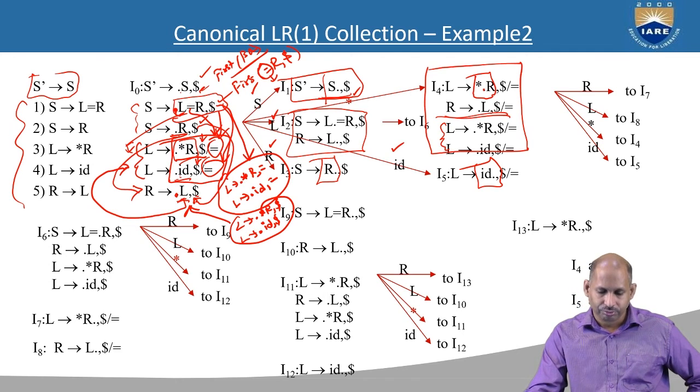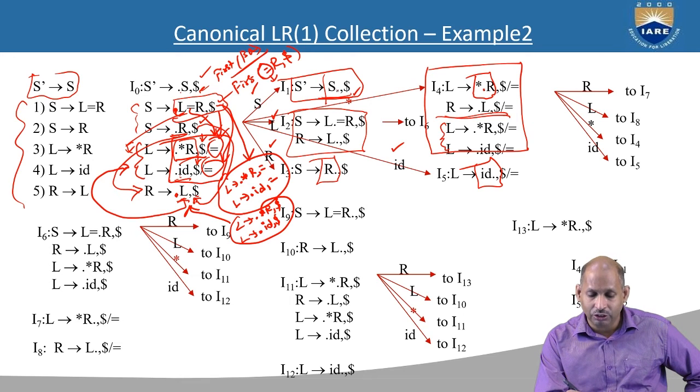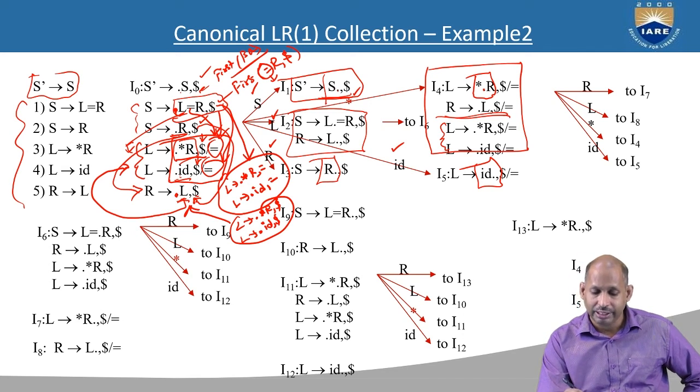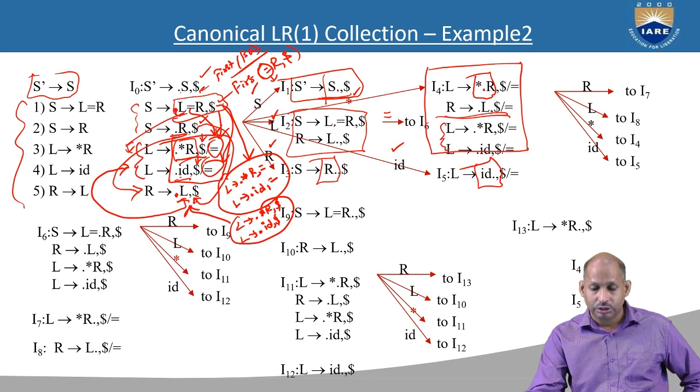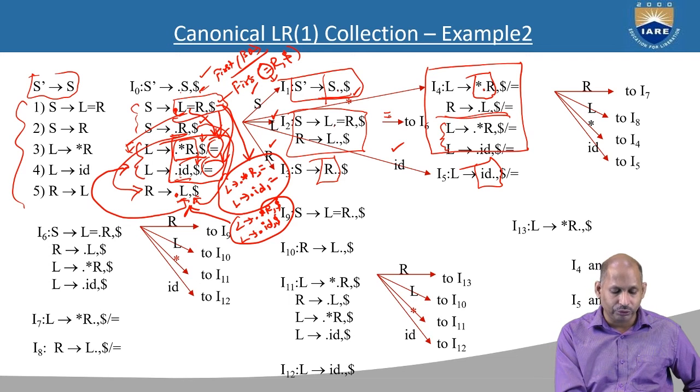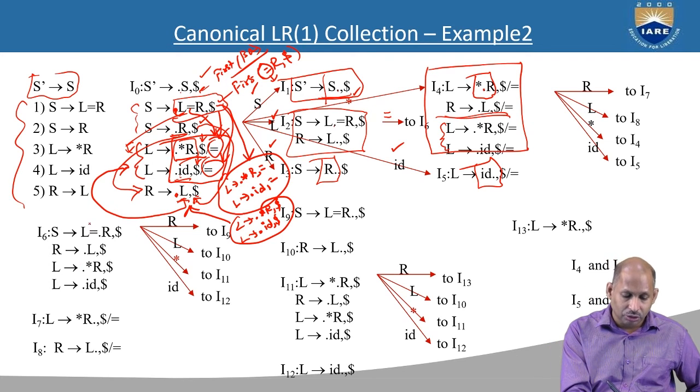Now I1, dot at the end, so no need. Then here in the I2 group, dot followed by assignment. So there is a goto operation on assignment. So on assignment it is going to I6.